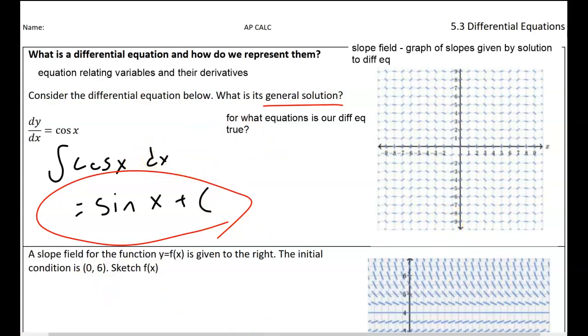Watch what I get if I take a point and follow the slopes. I just started at the origin and followed my little tick marks, and notice I get that sine wave that I would expect. And notice if I pick a different point, I get that same wave just shifted up. That represents, of course, our plus c. So this is a graph of all of the equations whose derivative is cosine of x.